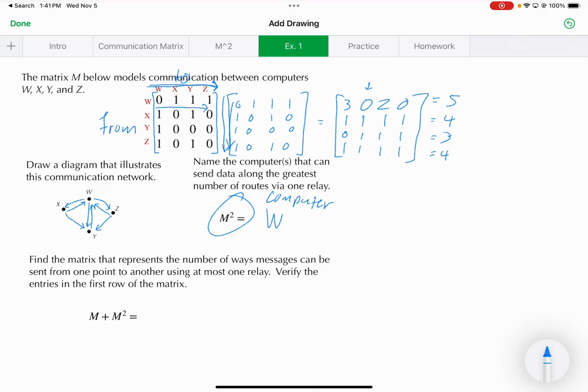All right, and then if you find the matrix that represents, so if you do m plus m squared, that's the number of computers that can send data along the greatest number of routes using one relay or less. So if I add together what I got for m squared, which is here, to m, then that'll tell me how many computers can send data along the most routes with one relay or less. Okay? What's that? Try it out. See if it works.